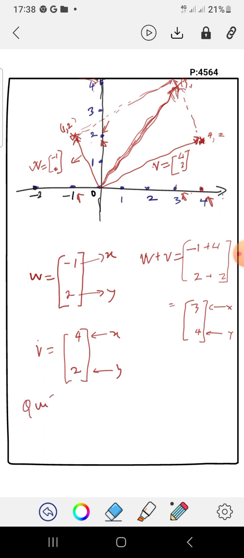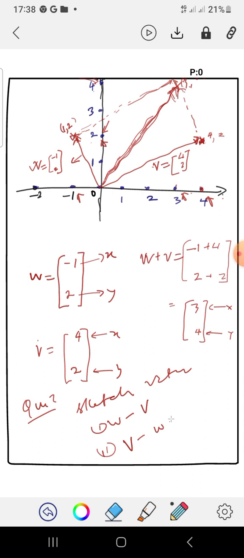Quiz. All right, sketch the vector omega minus V1, vector V minus omega. All right, so sketch those. I would like to see your thoughts on it.